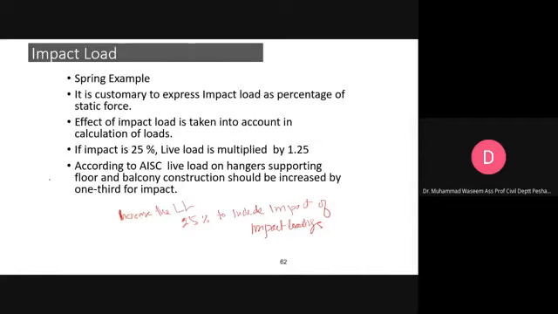For example, you want to include the impact loading effects into your load. How do you incorporate impact loading? You just increase the live load by 25%. This is about impact loading, how you can consider the impact loading effect in your loads.